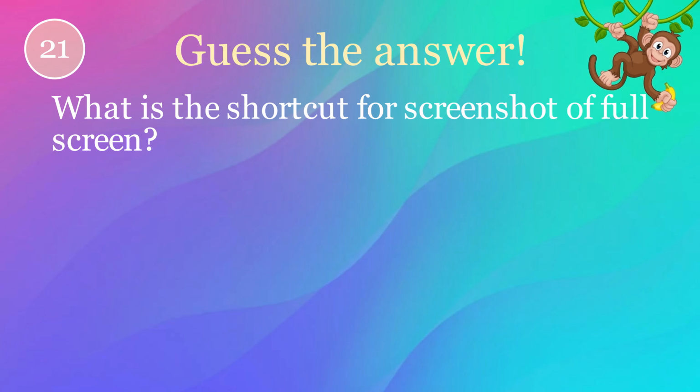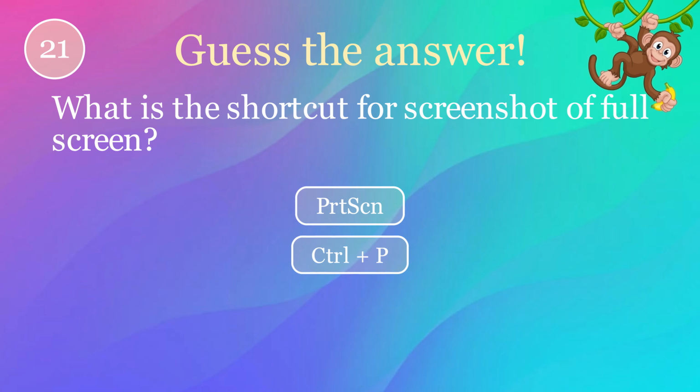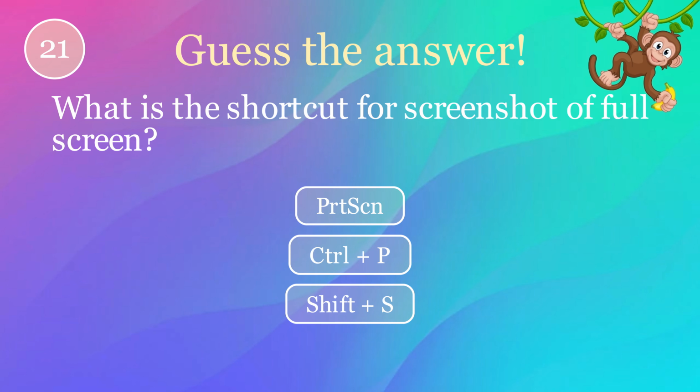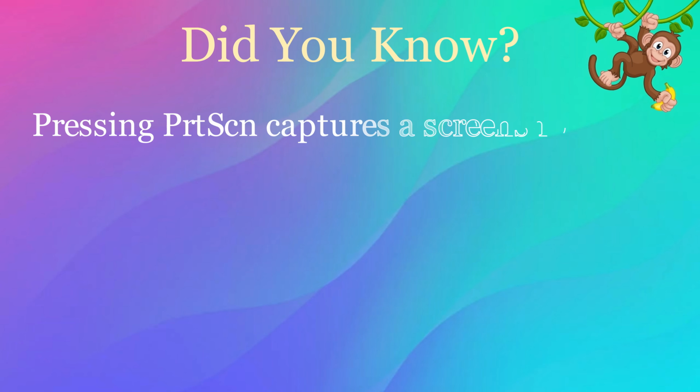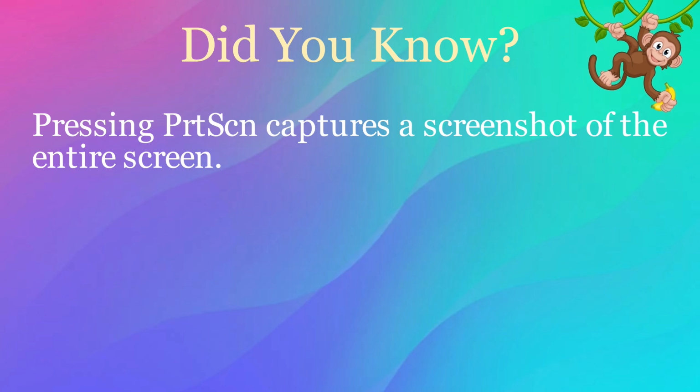What is the shortcut for screenshot of full screen? Print screen. Ctrl+P. Shift+S. The correct answer is, print screen. Here's an interesting fact, pressing print screen captures a screenshot of the entire screen.